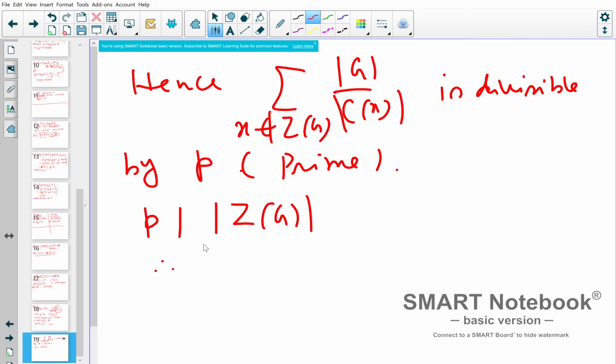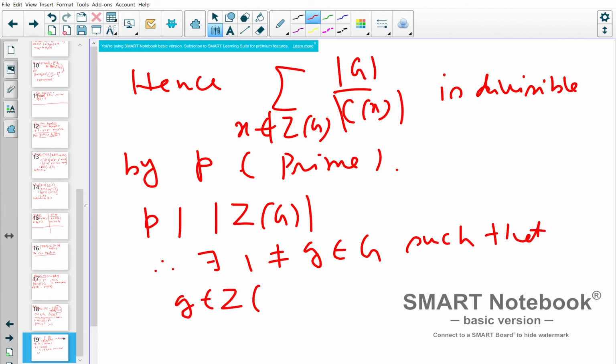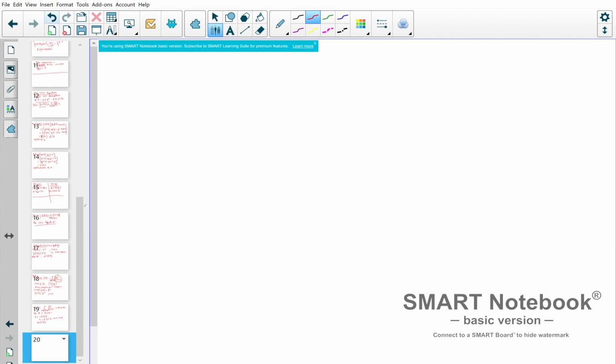and hence there exists a non-identity element g belonging to G such that g belongs to the center. Clear? This is a very nice, simple example of applications. Okay, so I will talk about one more application. I can also give some structure of some groups.